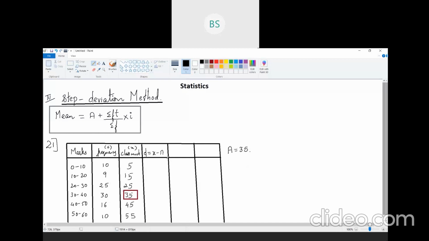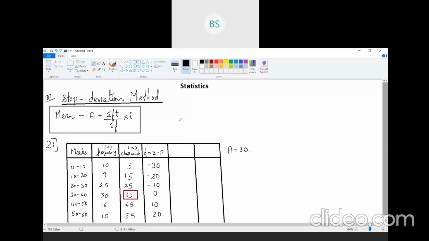So this will be 5 minus 35, minus 30. 15 minus 35, minus 20. 25 minus 35, minus 10. Then we get 0, 10 and 20. So till here it is same as shortcut method.